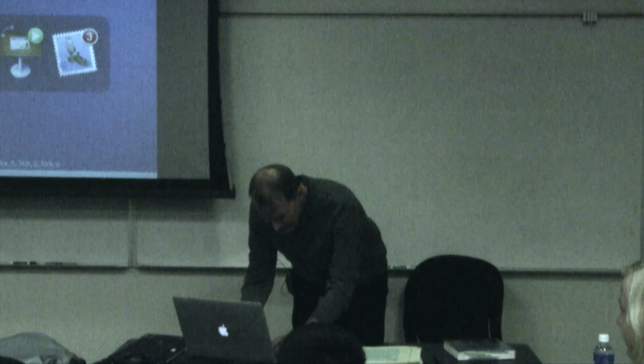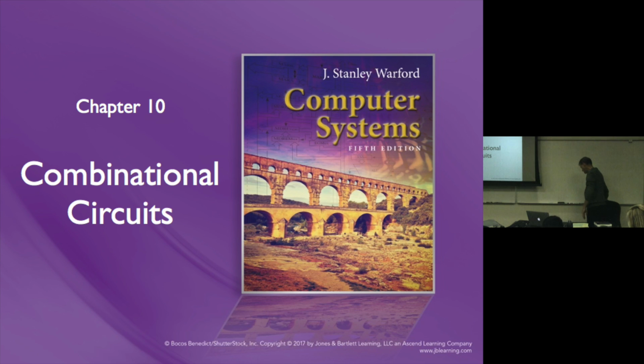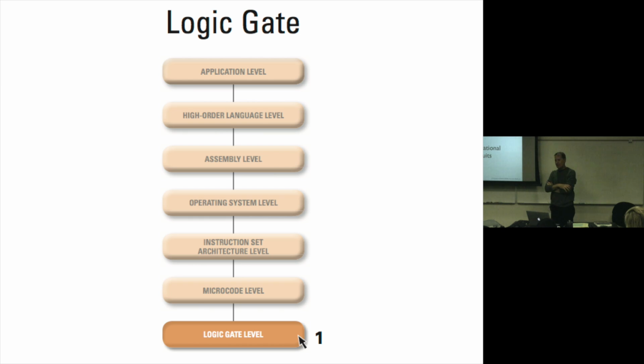Let us begin our journey to computer organization. What we're going to do is start in chapter 10. The title of chapter 10 is Combinational Circuits. This should be very familiar to you because basically this is propositional calculus, right? We already know propositional calculus. We know De Morgan's laws and all that stuff. But there's going to be a slight variation on the way we're going to do it.